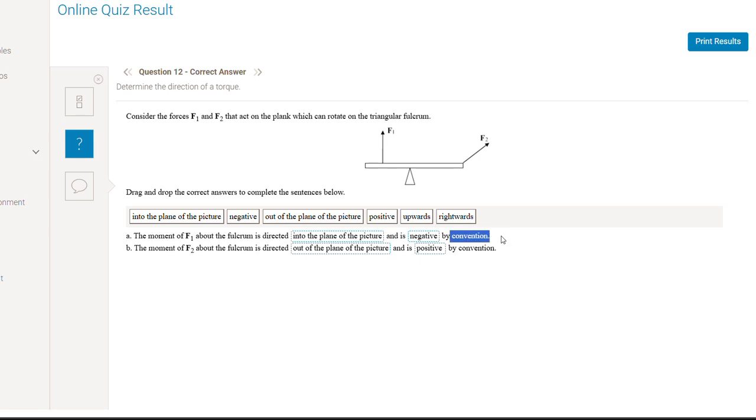And if you're confused about what by convention means, it's just that they sat together and made an agreement that if it's going into the plane, it's going to be negative, the turning effect I mean, and if it's going into you, it's going to be positive. That's all you need to know. That's what convention means.